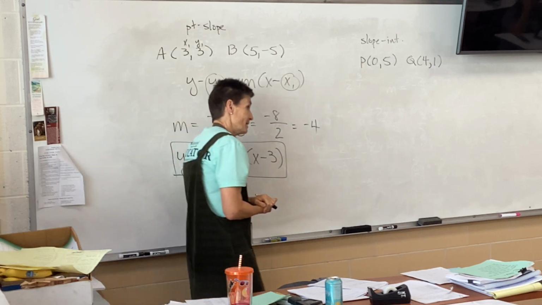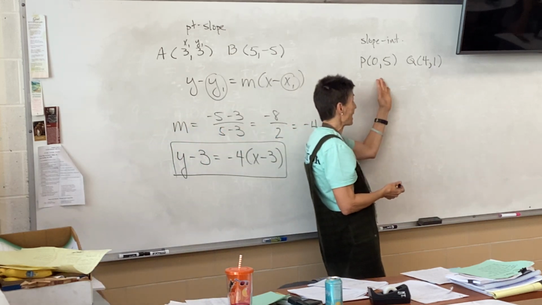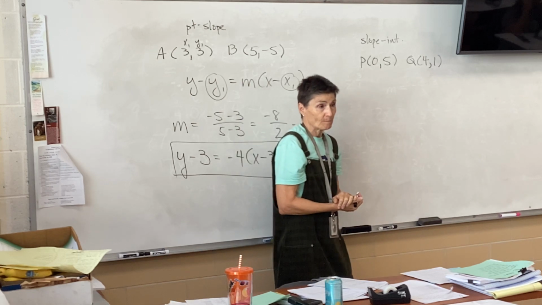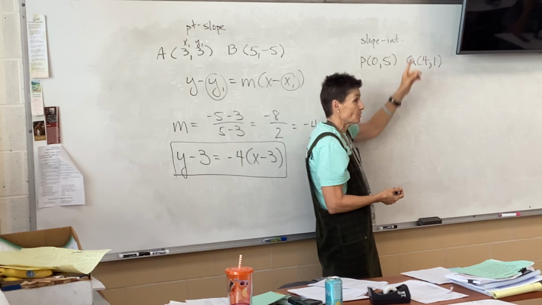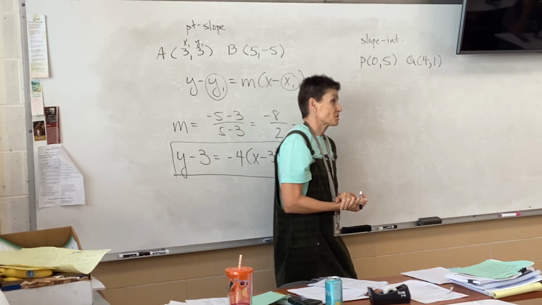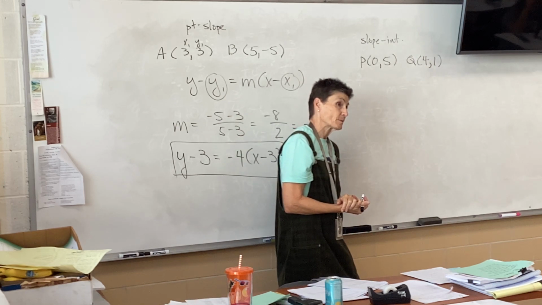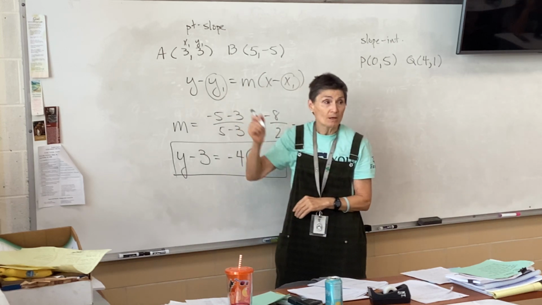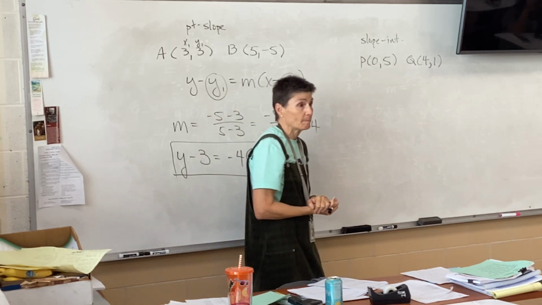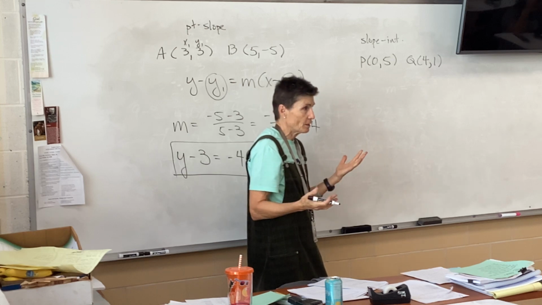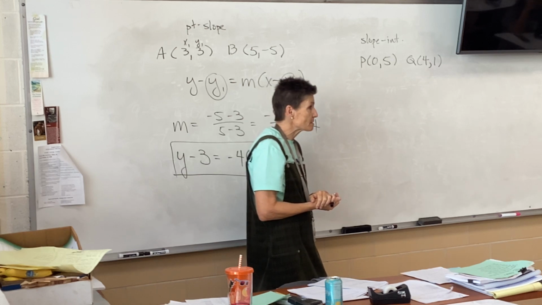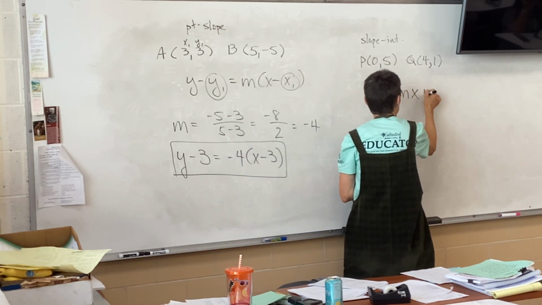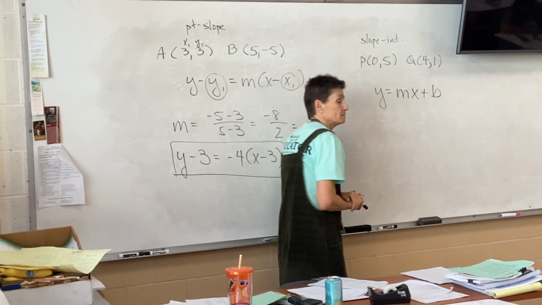Now, the next problem looks exactly the same. I have 2 points, but the directions have changed. Now my answer needs to be in slope-intercept form. What does that look like? That is not this. This is point slope. What does slope-intercept look like? It's the one y'all know. Y equals mx plus b. That's slope-intercept.